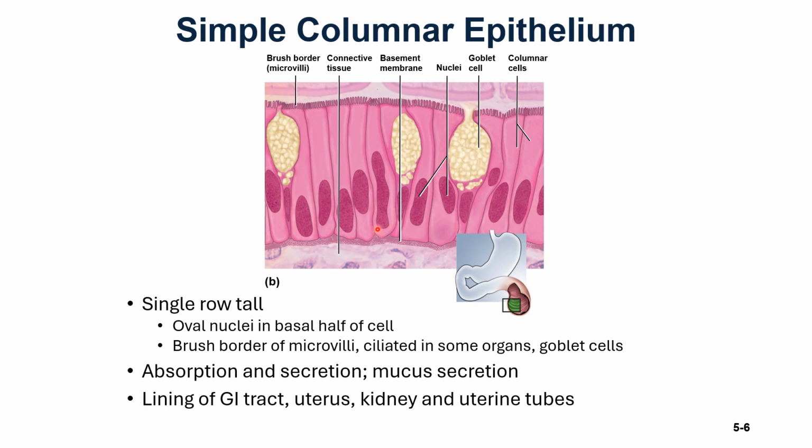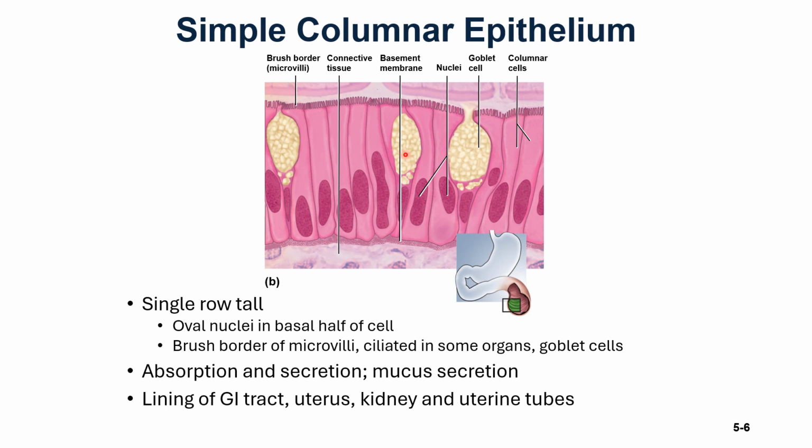There is an oval nucleus, which is more towards the basal half of the cell. And another thing which you notice here, you see some cells here. These are goblet cells. The goblet cells produce mucus and excrete mucus onto the surface. So these are the cells that produce mucus, and there's a lot of mucus secretion on the surface.